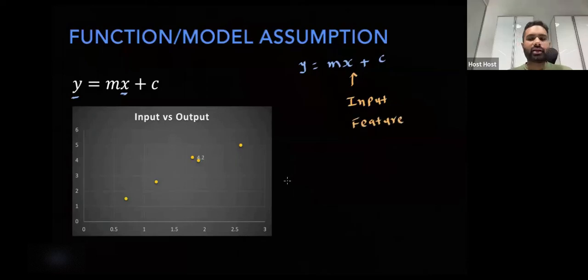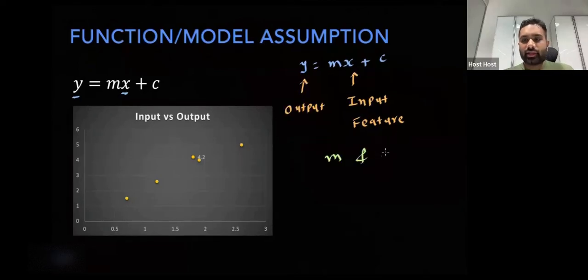If there are multiple dimensions of the input, we call the combined vector consisting of all feature values the input. But in this case, only one feature, one dimension, is there. So the input and feature are the same. Okay, very good. Now, what is the output? y is the output. m and c are parameters. And what a machine learning algorithm is learning are the parameters only.